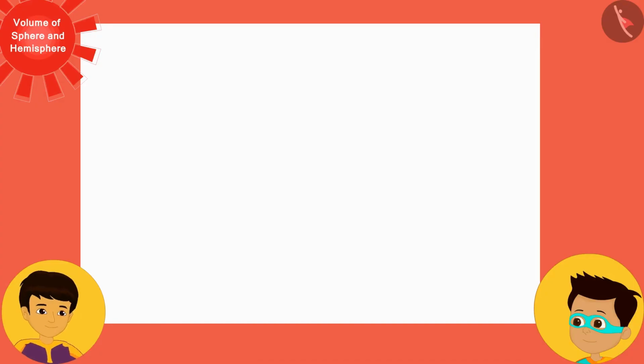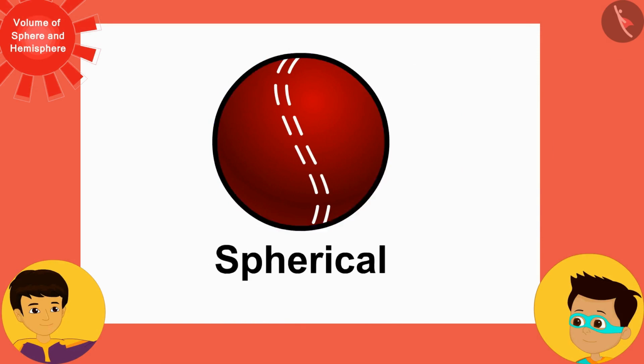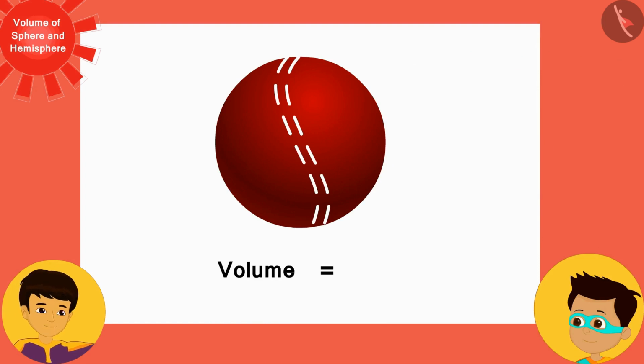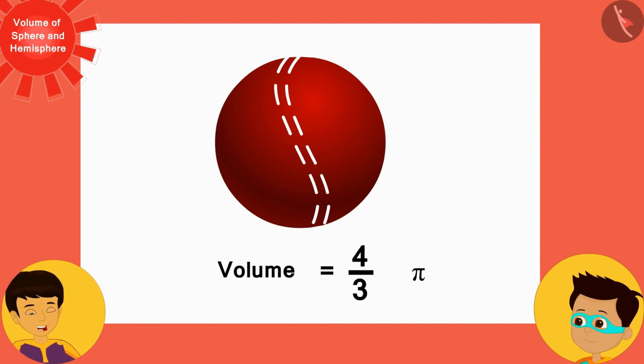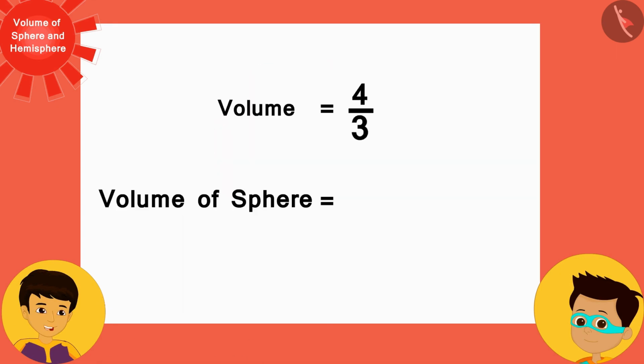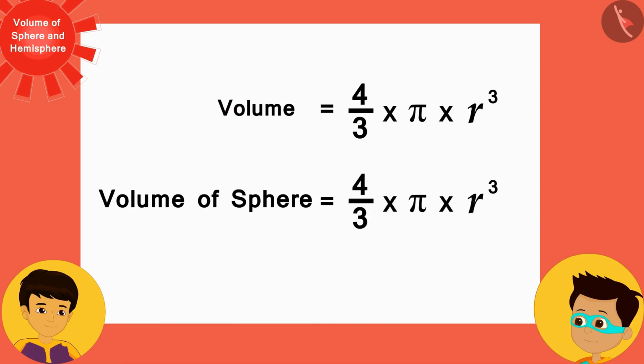And look, Thomas, the ball is spherical. And you have just seen that its volume is equal to the value of the product of 4 by 3 pi and the cube of the radius of the ball. If we assume that the radius of a spherical ball is r, then we can write the formula of volume of sphere in this way.